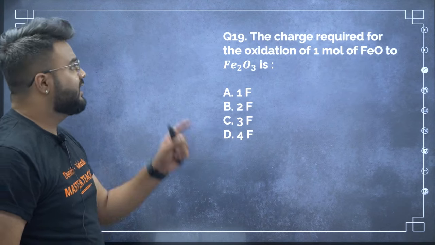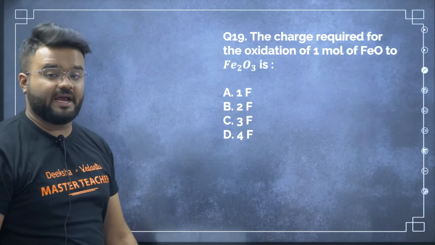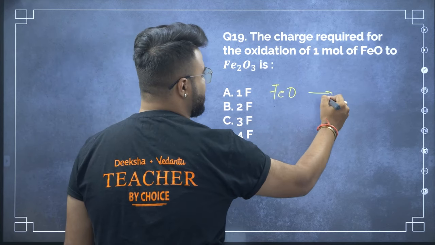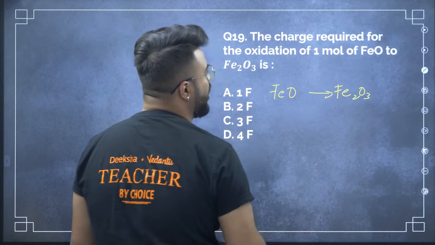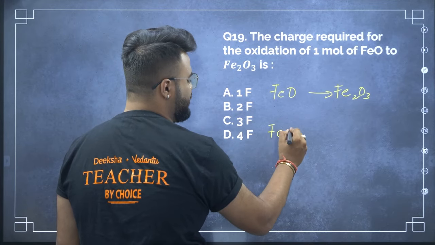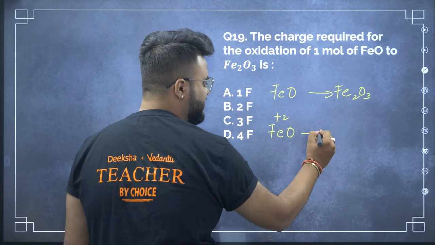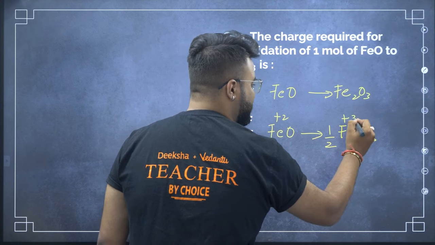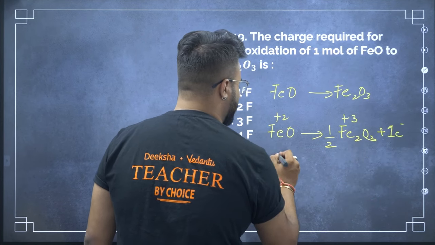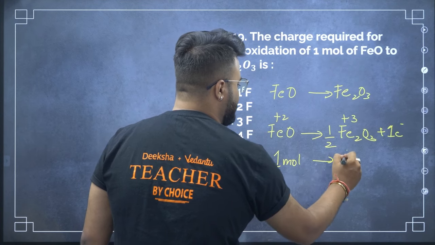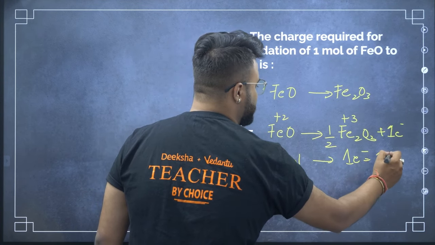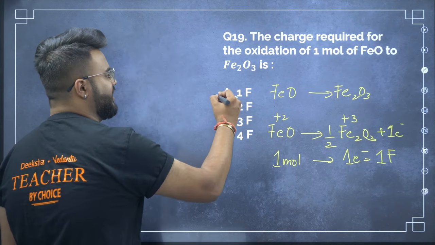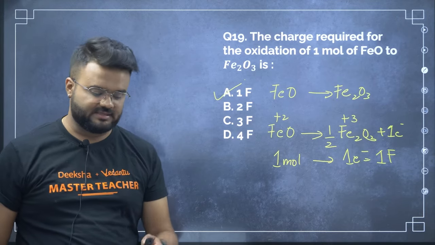Next, question number 19. Time required for the oxidation of 1 mole of iron 2 oxide to iron 3 oxide. Now, see here, this is your iron 2 oxide. When it is converted to the iron 3 oxide, what will be the 1 mole they are telling? So, see here, iron 2 oxide will be in the plus 2 oxidation state. When it is oxidized, it becomes half of iron 3 oxide, that is plus 3, and 1 electron is given. Therefore, 1 mole of this is giving what? 1 electron is given. 1 electron is equal to 1 Faraday. So, what is the charge required? That is 1 Faraday charge is required. Therefore, option A is your correct answer.